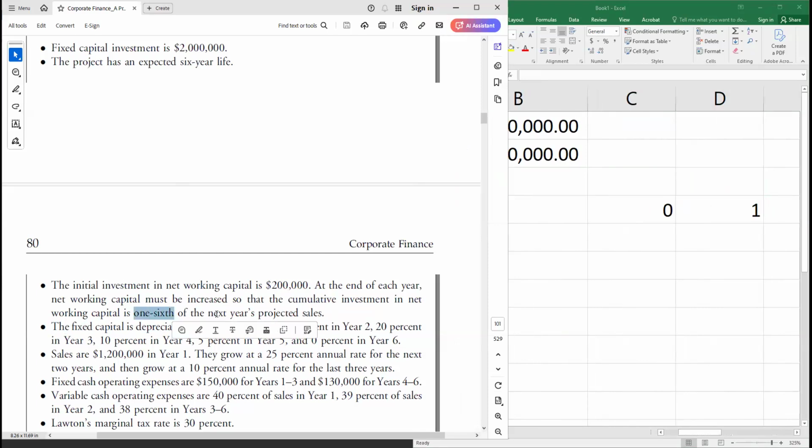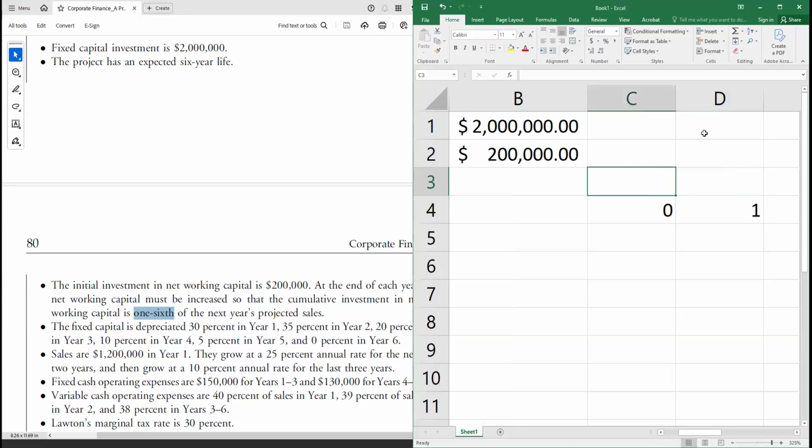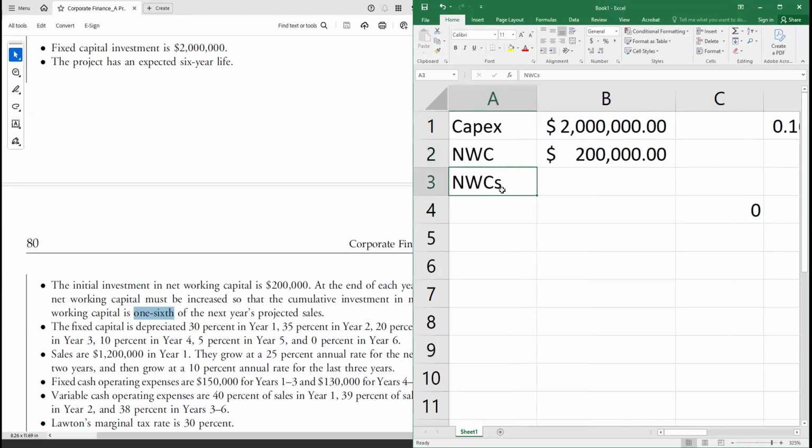So we need to calculate the sales on the other side. So 1/6 means here I will just calculate 1/6. 1/6 is 1.16, which we're going to be using with the next year's sales. I'll come to that point again.